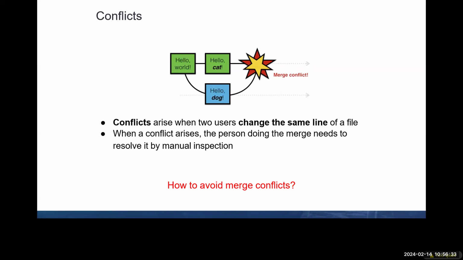And here, when the conflict arises, the person that is doing the merge, meaning, for example, if I'm the one pushing the hello dog to be merged, I should take responsibility to resolve this by manual inspection. I should go and check where the merge conflict is, and I should figure out how to fix it.